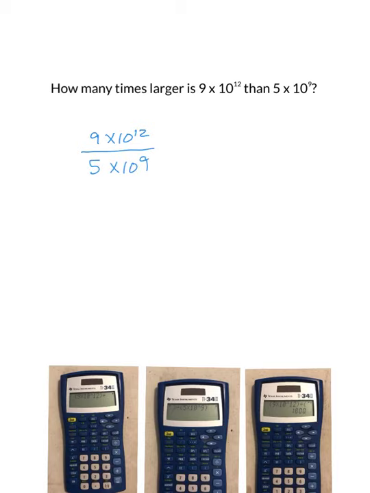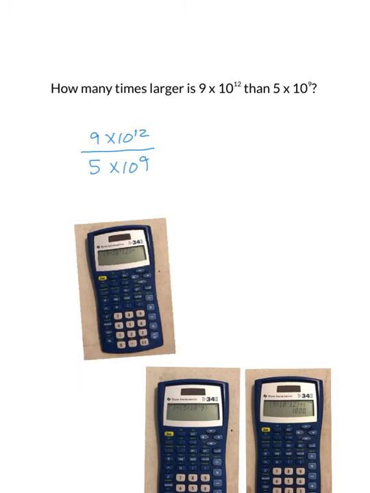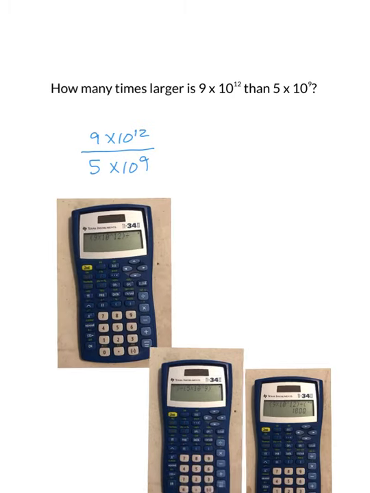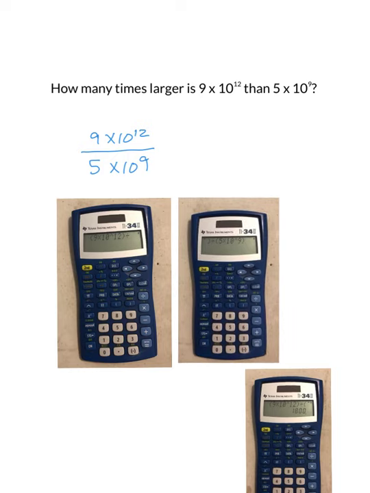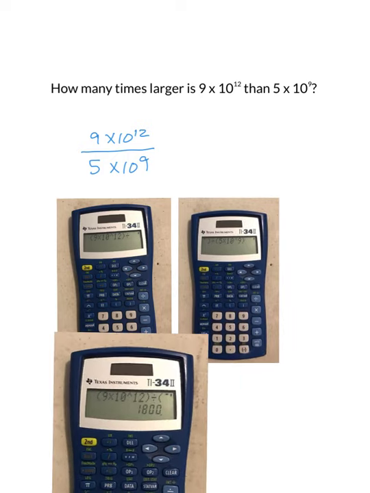We can put that in our calculators, as we've done before. 9 times 10 to the 12th divided by 5 times 10 to the 9th, and then if we press enter, we have 1,800 times larger. So that would be our answer: 1,800 times larger. Remember that we want the answer in standard form, not scientific notation form.